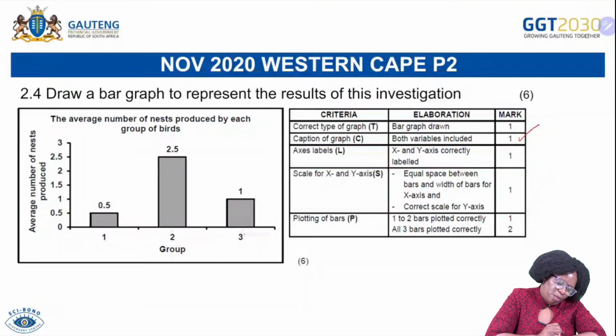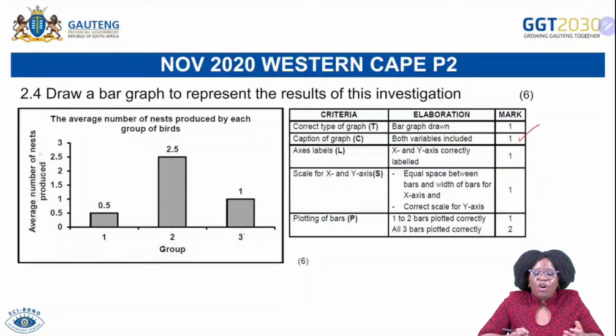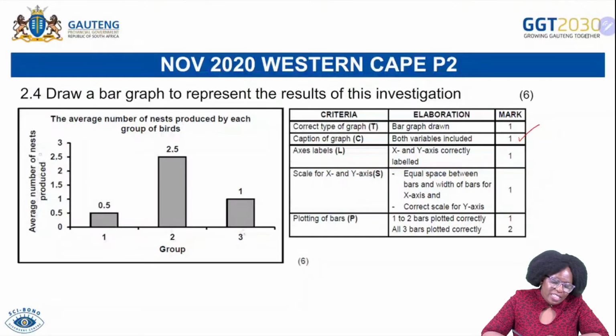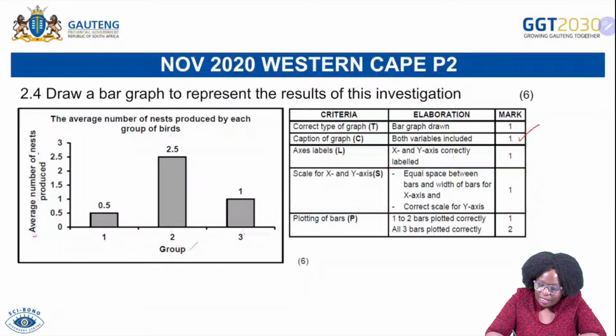And our y-axis is showing us the average number of nests produced. Here on the table did not have any units whatsoever. If there were units, you must include the units here. If you don't include the units, you lose marks for your labeling. So the axis labels, X and Y axis, correctly labeled. So it's a group here that is correctly labeled, and we've got the group that is correctly labeled here, and therefore you get a mark for your label.